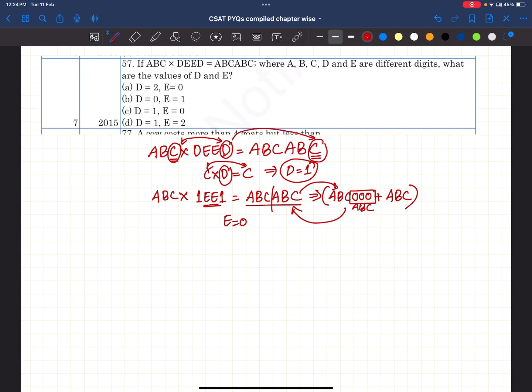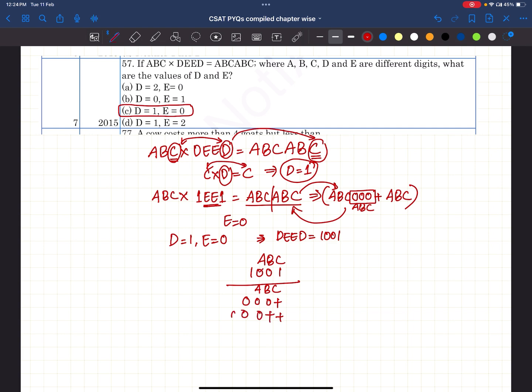Or else you can solve this question by using the options also. See, now let us see the option, since it is the answer, I am telling you D is equal to 1 and E is equal to 0. That becomes DEED, it becomes 1001. When it is multiplied with ABC, 1001 becomes ABC plus 0000, and last one ABC. See, ABC and ABC, right? So D is equal to 1, we are getting it here, and E is equal to 0 we are getting from this.